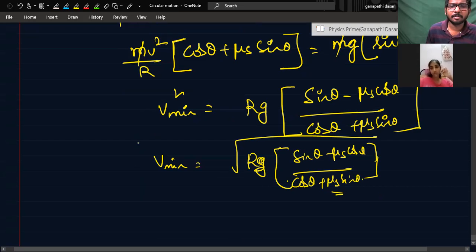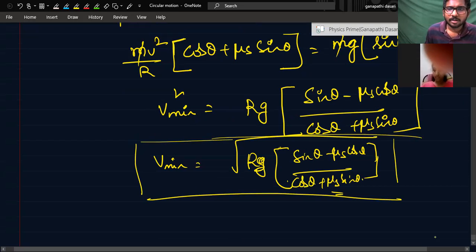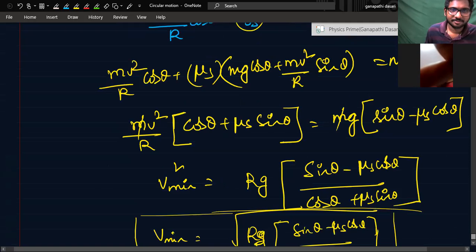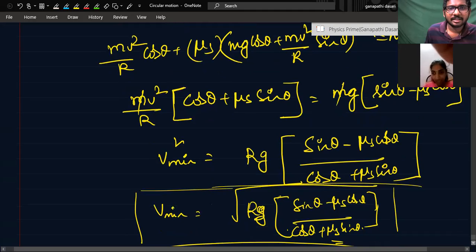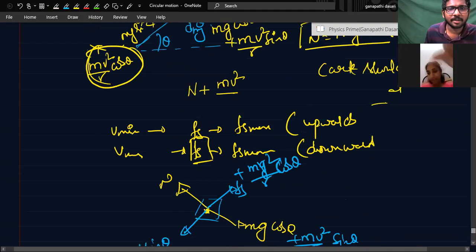This formula you need to remember, okay? I just solved it for you. I'll give you a technique to remember, because only after solving did I try to find out. It's very difficult to remember. Just in my preparation days, I tried to find out a technique to remember for myself.